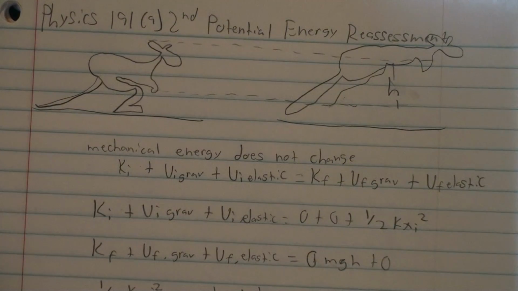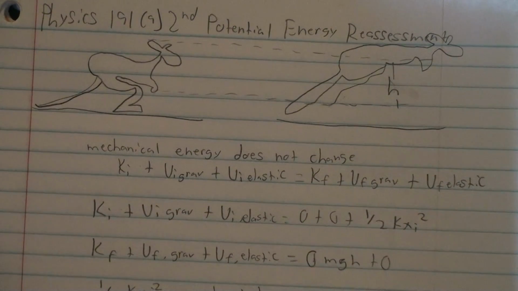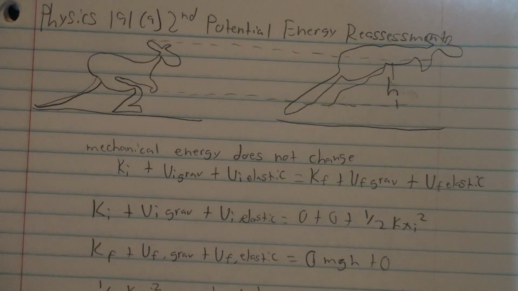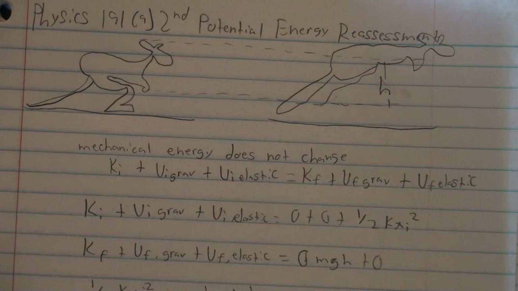So the first thing I did here was draw a diagram to illustrate what's going on in the problem. As you can see, two perfectly drawn kangaroos. The first one illustrates just before the kangaroo hops, and the second one is after the kangaroo hops, with its height at the highest point.